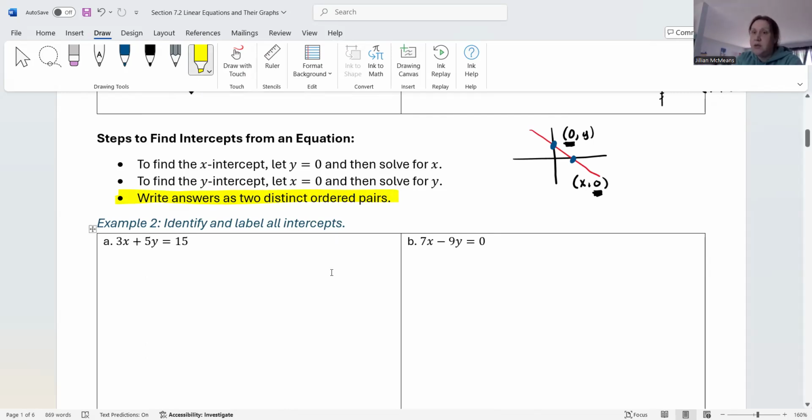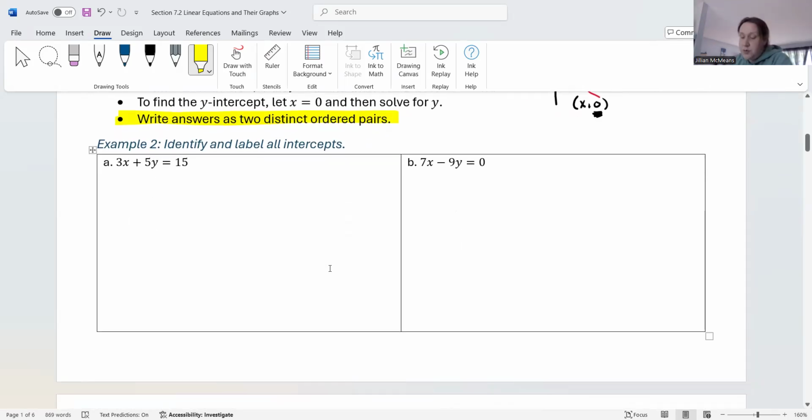All right, so let's go ahead and do this. So we have the equation 3x plus 5y equals 15. I'm going to start with my x-intercept. So remember, for the x-intercept, we let y equal 0 and solve for x. So I take 3x plus 5y, but we're going to let y equal 0. I'm just taking the original equation and I replace y with 0.